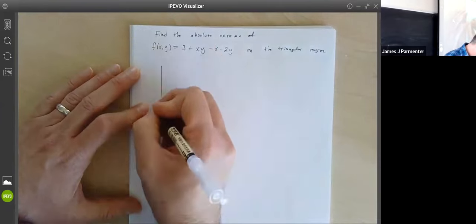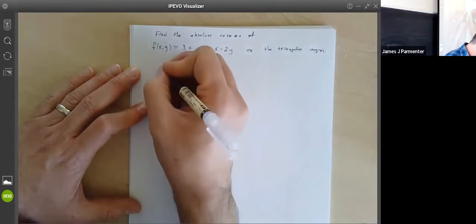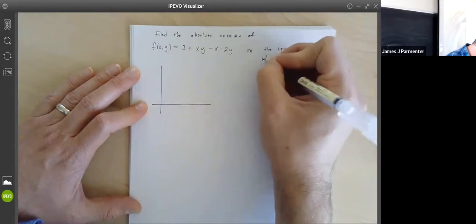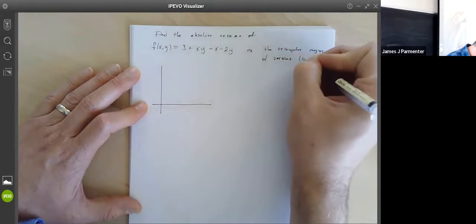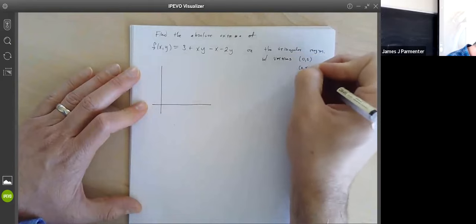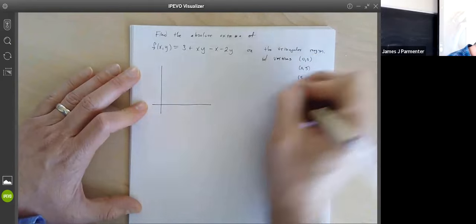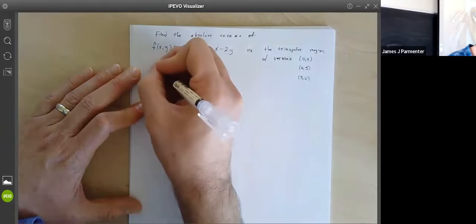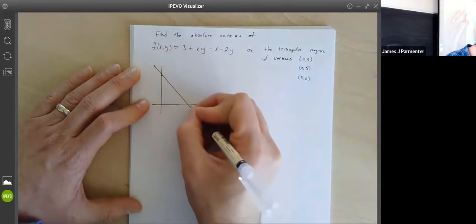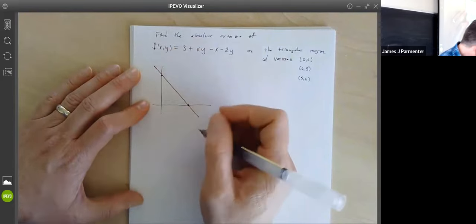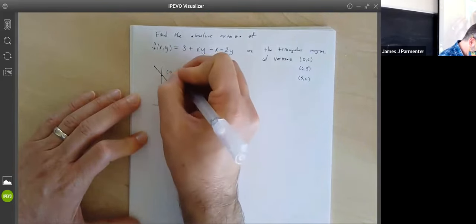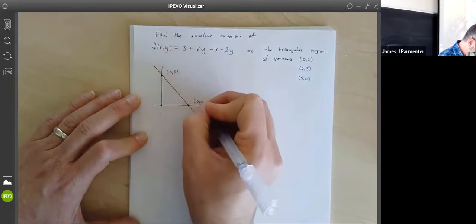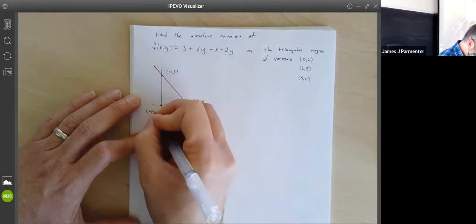I'm just going to draw it. That has vertices 0, 0, 0, 5, and 5, 0. So this triangle here.